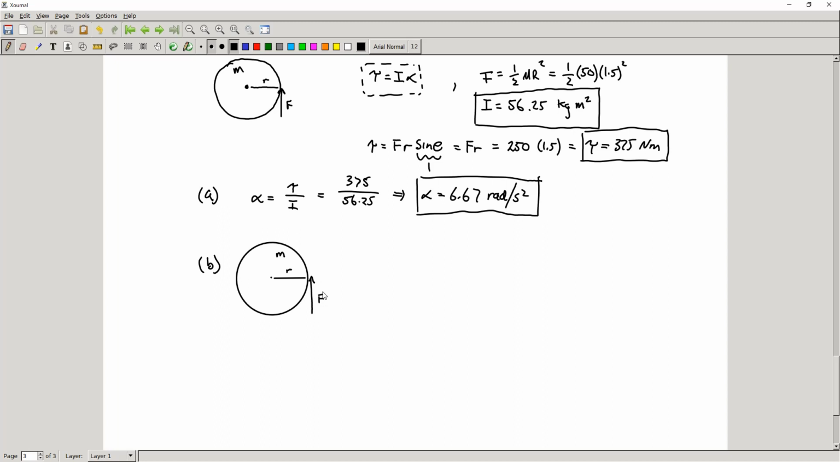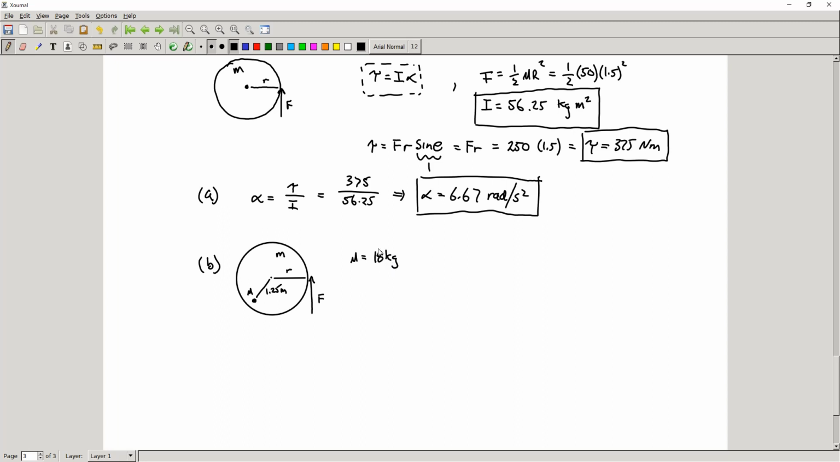Everything's the same, except that now we have a child sitting here at 1.25 meters, not quite at the edge, but close to the edge of this thing. Let's label their mass capital M. And what are we told? We're told that they have a mass of 18 kilograms.